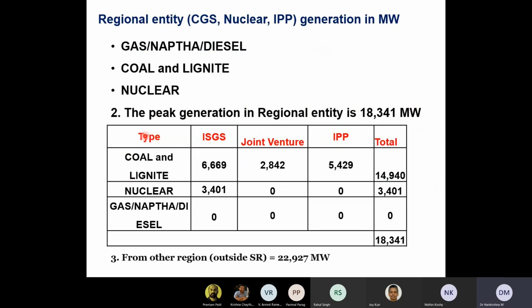As I said, the generation can be segregated into parts. One is the state entity, the generation which is made within the state, and the generation which comes under the category of regional, but which is present in the southern region itself. The third portion is the power generated from other regions, which I can name as outside SR, meaning either the western region or eastern region. So from this analysis, we found that around 22 gigawatt of power is likely to be required in order to meet the peak demand.